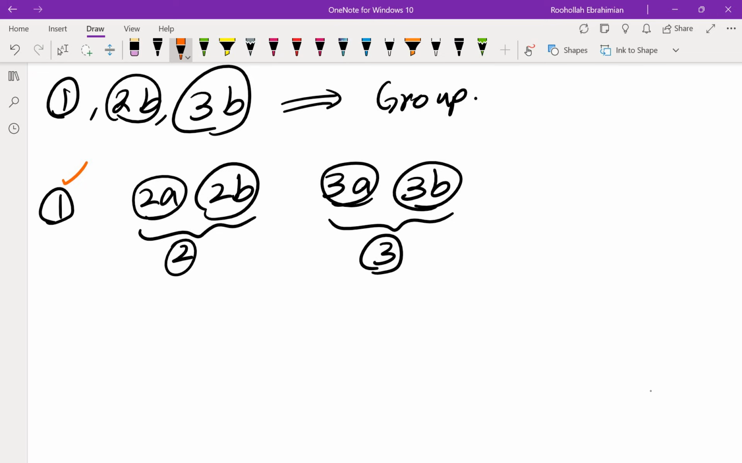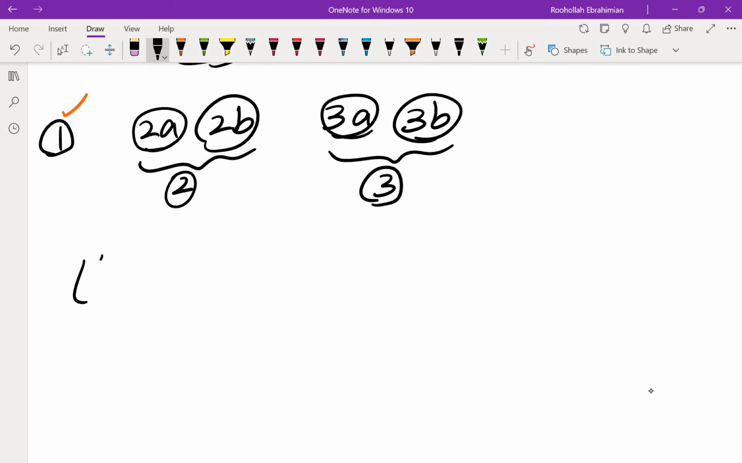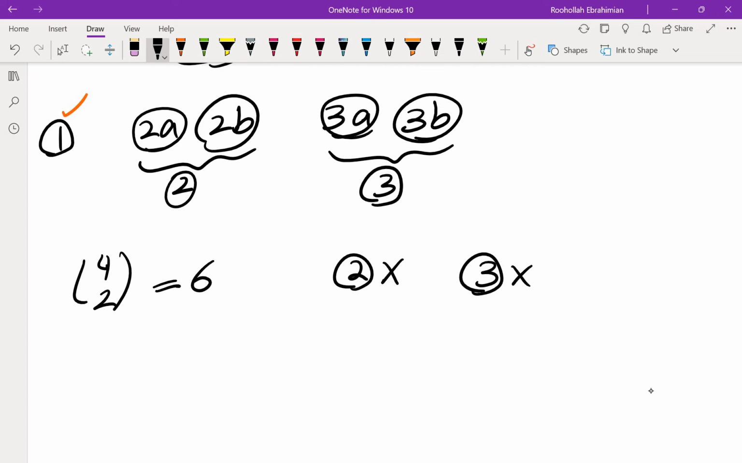Now from these 4, if you look at them, there are 4 choose 2 possibilities. There are 6 different pairs we could drop. We cannot drop 2A, 2B. We talked about why we cannot drop 2. So 2 cannot be dropped. 3 cannot be dropped. Those are 2 pairs that cannot be dropped.